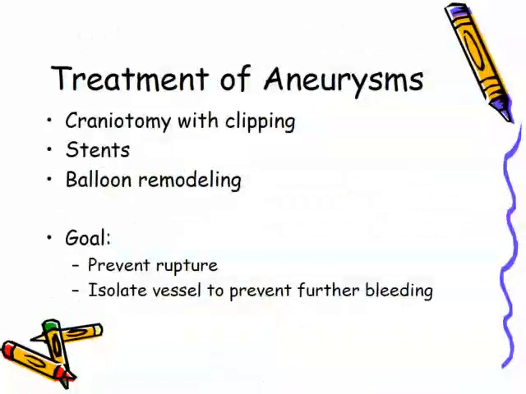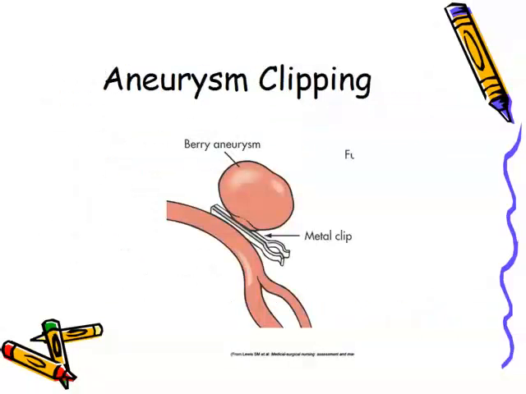Treatment for aneurysms is going to include a craniotomy with a clipping, stents being put in, and balloon remodeling. So you can read your textbook to find out more information on these types of things. The goal in the treatment of aneurysm is to prevent a rupture of that artery and to isolate the vessel to prevent further bleeding. The way that this is typically done is through clipping. This is showing you how a clip is actually placed in that artery so that if that berry aneurysm would burst, it would not lead to bleeding from the meningeal artery where the patient would bleed out in the brain.